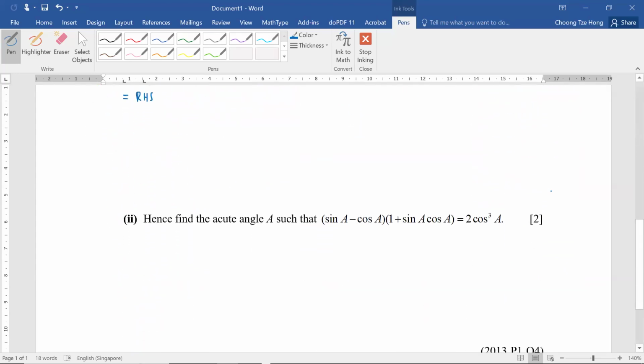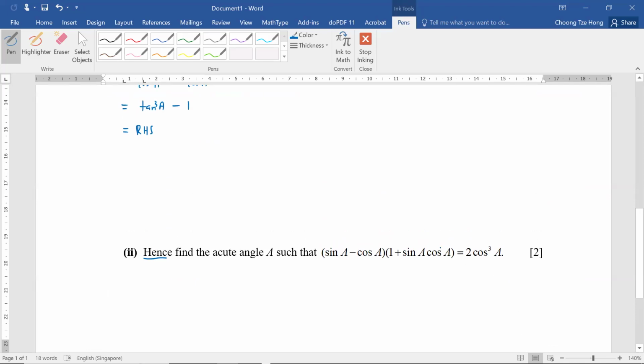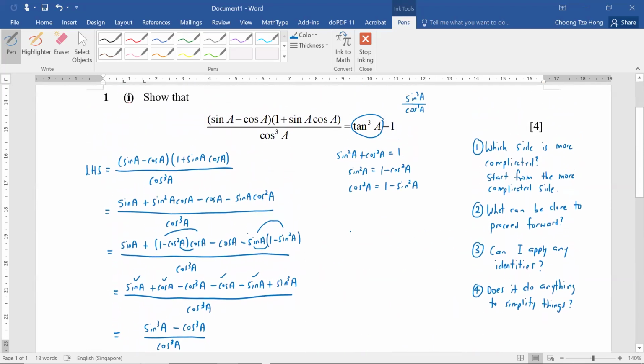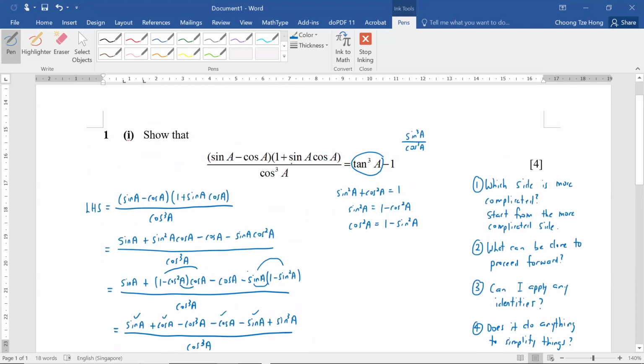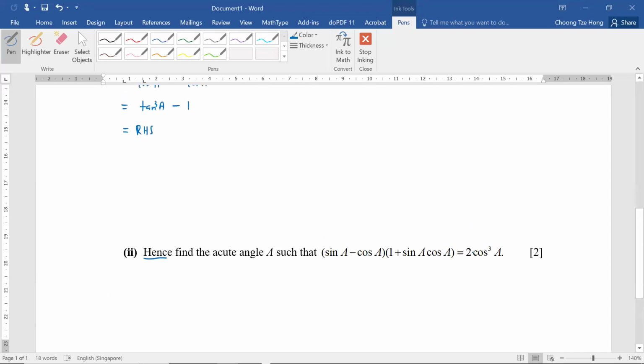Let's look at the second part of the question. For the second part, they say hence. Hence means they want you to make use of your part 1 answer. Find the acute angle A such that sine A minus cosine A times 1 plus sine A cosine A equals 2 cosine cube A. As you can see, this expression is very similar. This one is the exact same thing as the denominator: sine A minus cosine A, 1 plus sine A cosine A. And then over here, you have the cosine cube A.